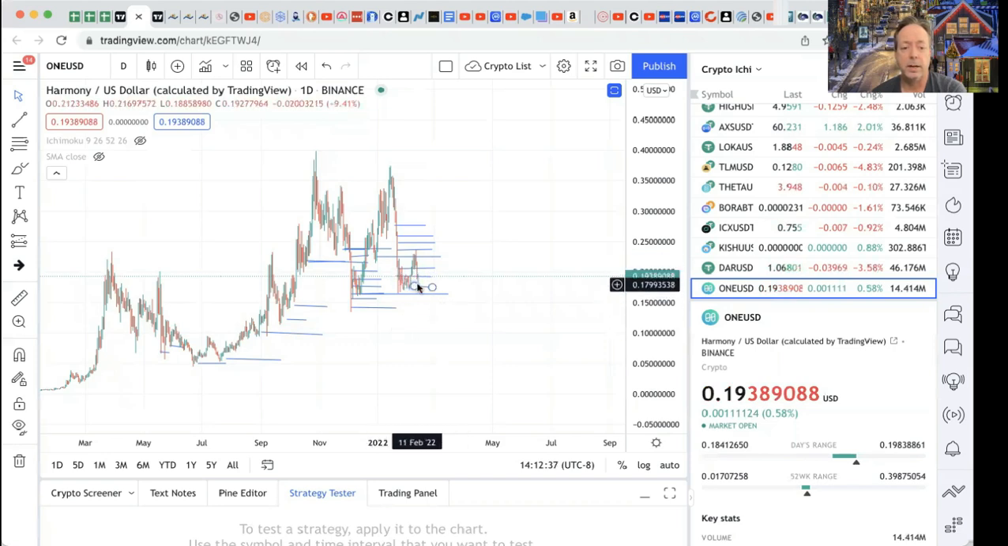And then over here, we've got another base that we're starting to form that I think it's probably going to end up hitting. Right now we're up a little bit on the day.